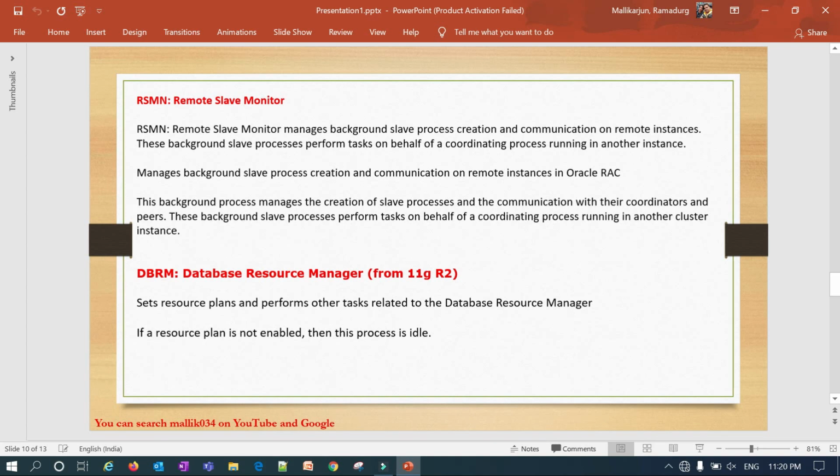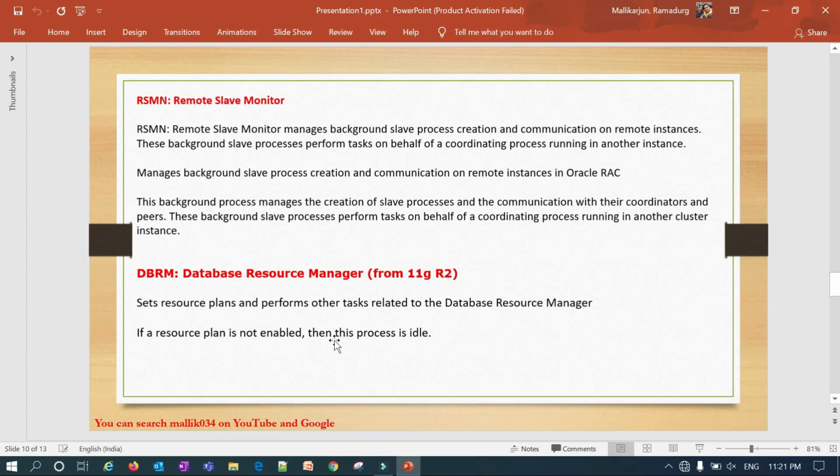If you read this one, set up resource plans: you have to build the plan first, and you have to test it, and you have to apply it in your production. It sets up resource plans to perform other tasks related to database resource manager. If the resource plan is not enabled, the process is idle.